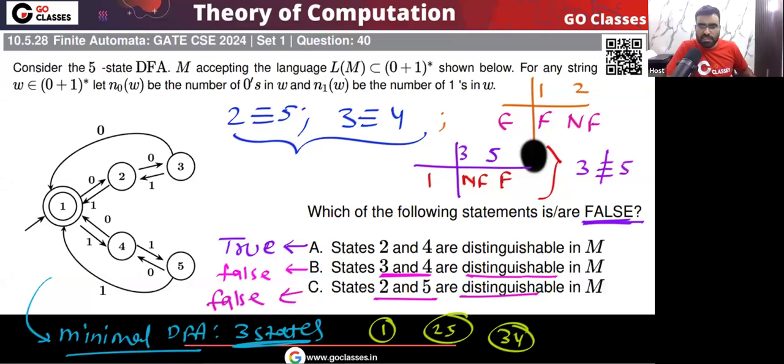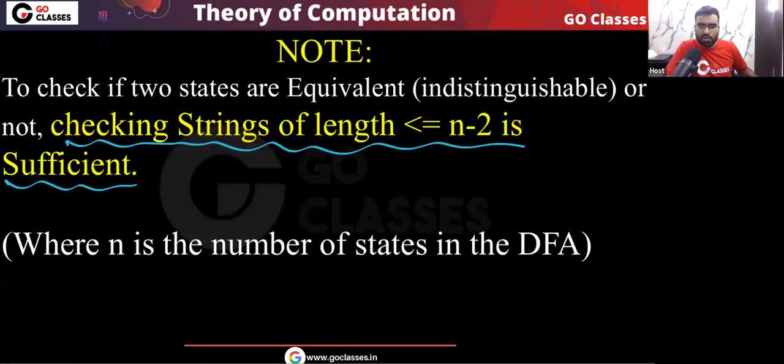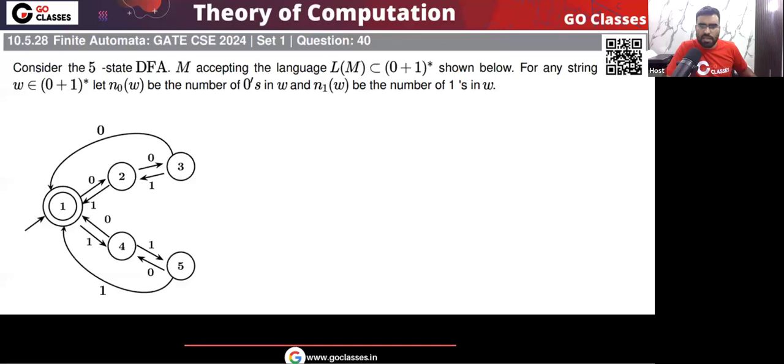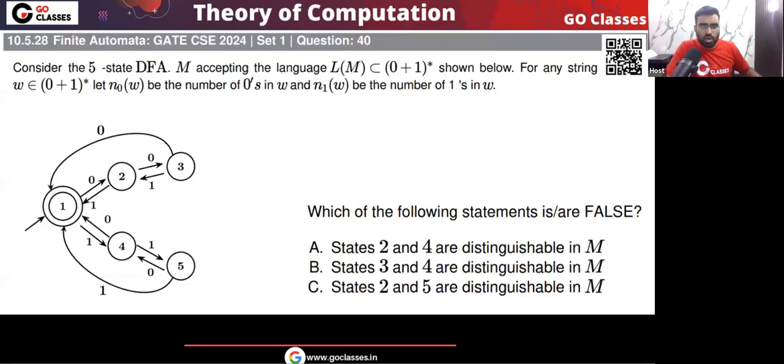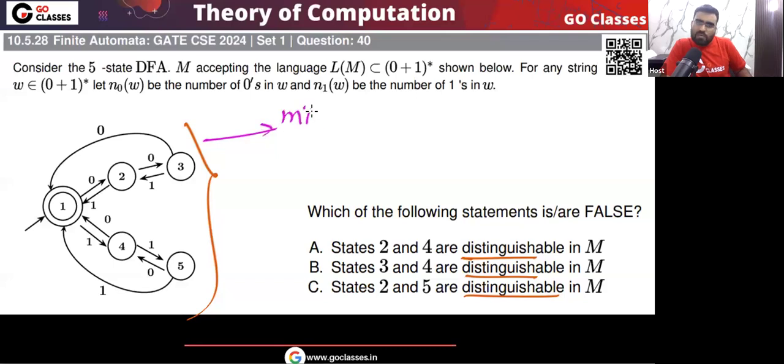Please tell me, did you understand this? Is this question clear to everyone? Is there any doubt? Let me tell you, this question you can solve by another method. The question is asking which states are distinguishable, so what you can do is just minimize this DFA.